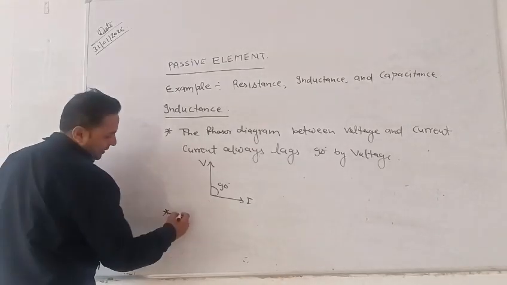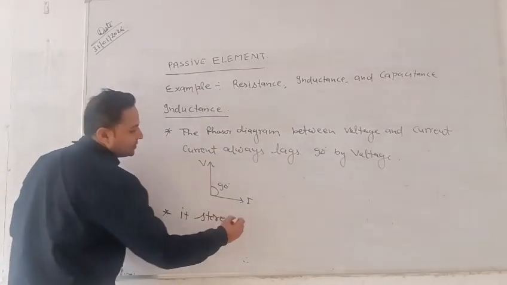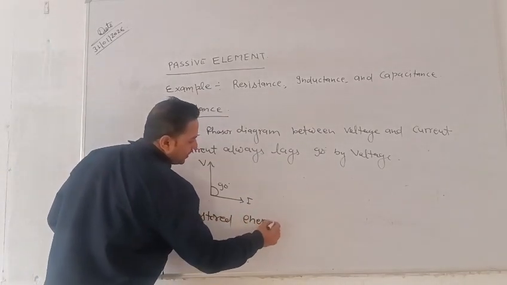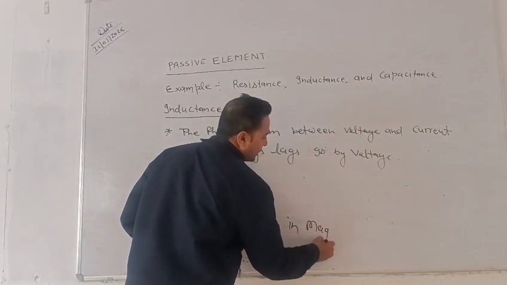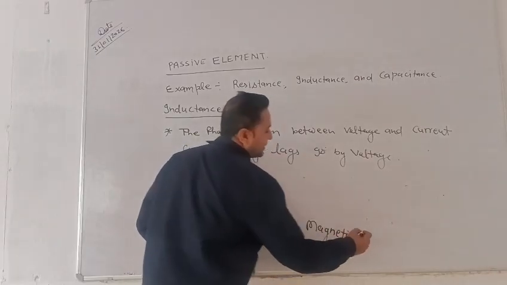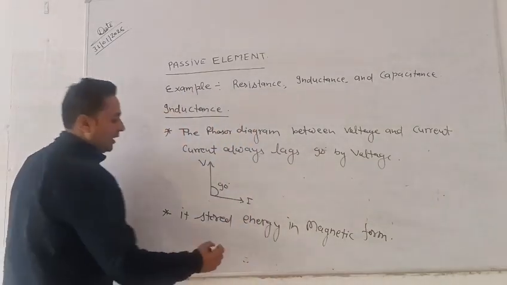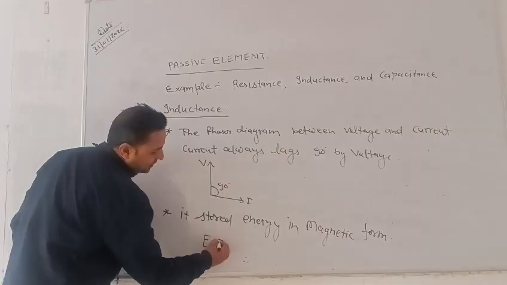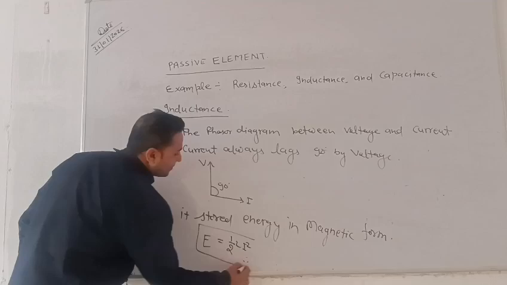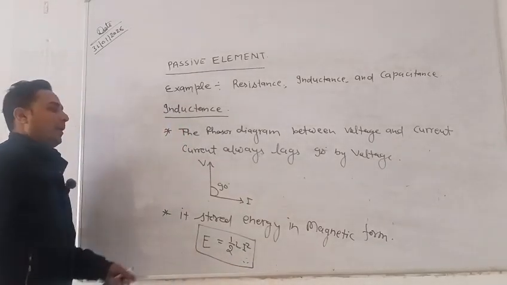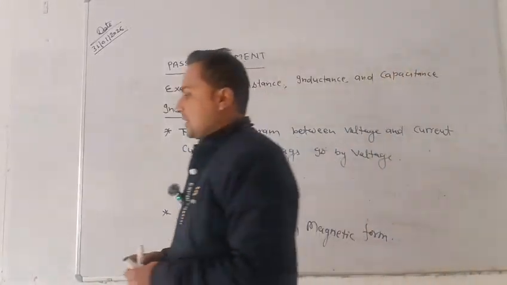Next property, it stores energy in magnetic form. The energy equation of inductance is given by E equal to half L i square. This is the basic property of inductance when connected in the circuit.